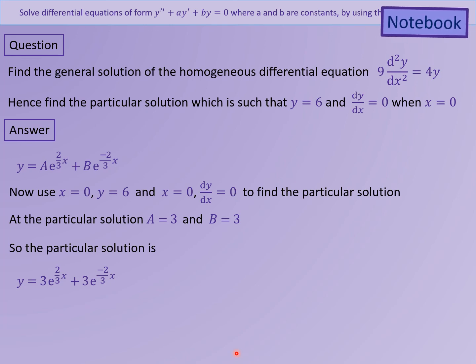And you could check this yourself. If you differentiate that twice and times it by 9, then what you'll find is you get exactly the same answer as if you had 4 lots of this original equation. So just try it and convince yourself. Make sure you're happy. Differentiate that twice to get d squared y over dx squared, times the answer by 9, and then times this answer by 4, and you should get 12e to the 2/3. Did your answer come out as 12e to the 2/3? It should have done.